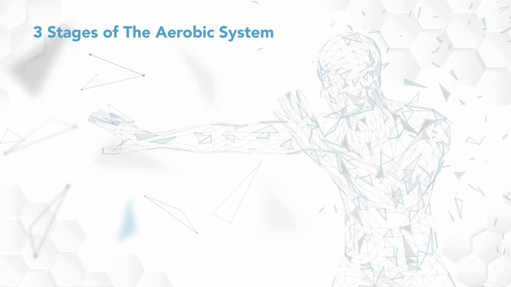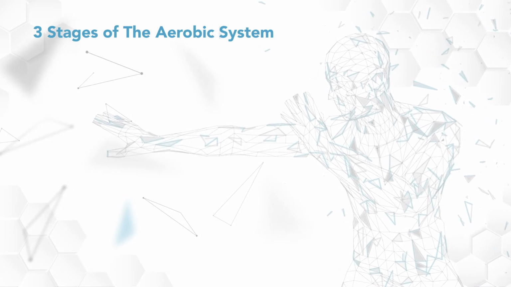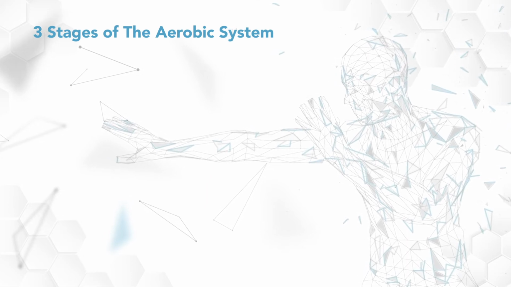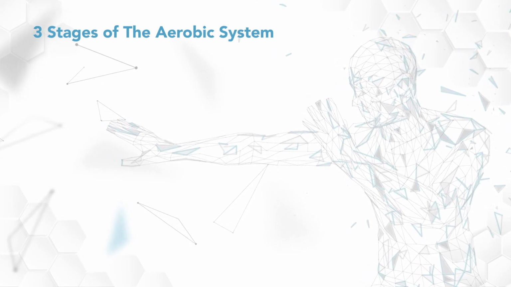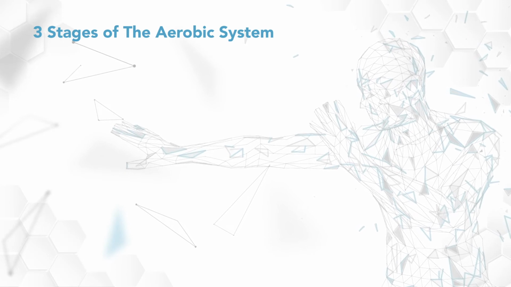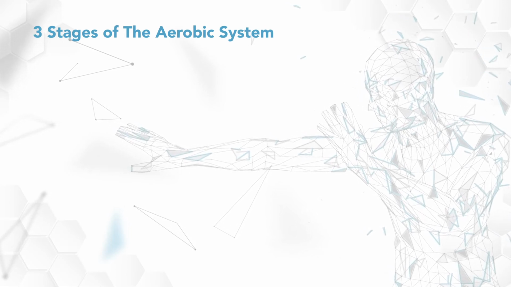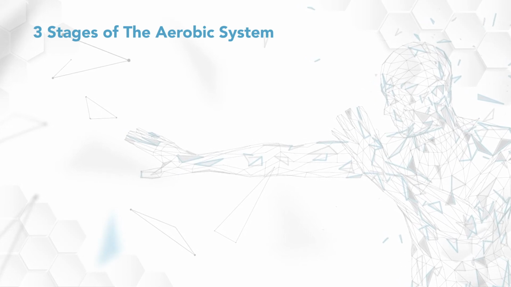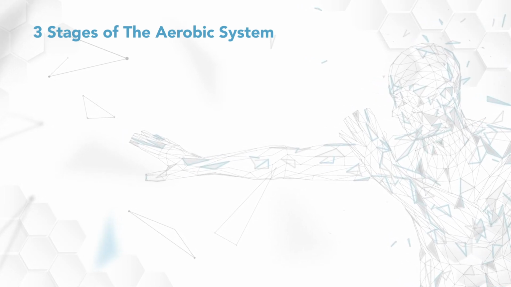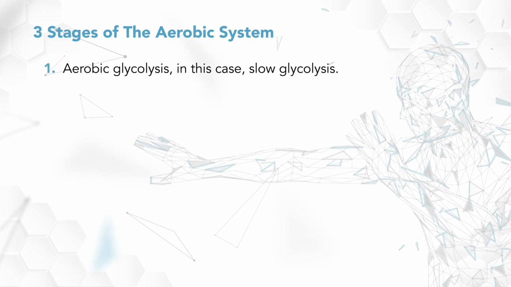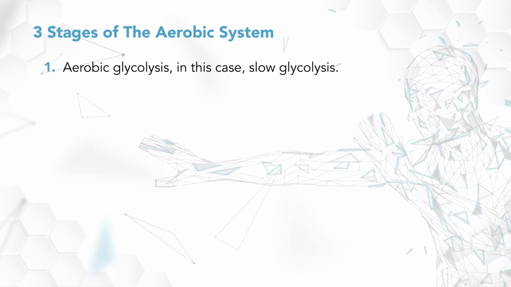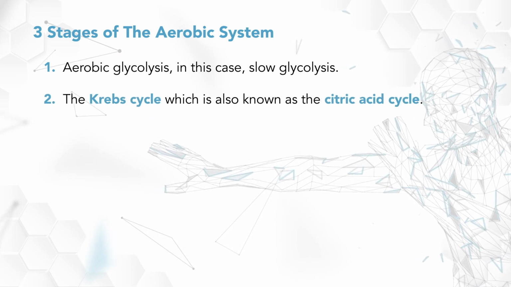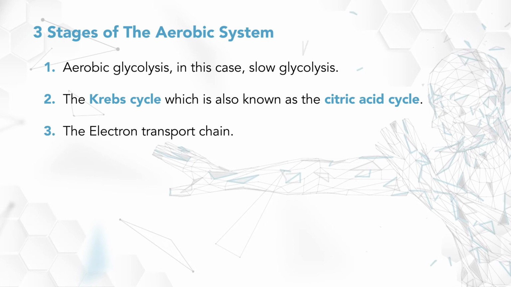The aerobic system consists of 3 processes or stages, each of which produce ATP. These stages involve more complex chemical reactions than the other energy systems, which is why ATP production is much slower. The more complex the process, the longer it takes to produce ATP. The 3 stages, which we'll look at now in further detail, are aerobic glycolysis, in this case slow glycolysis, the Krebs cycle, which is also known as the citric acid cycle, and the electron transport chain.